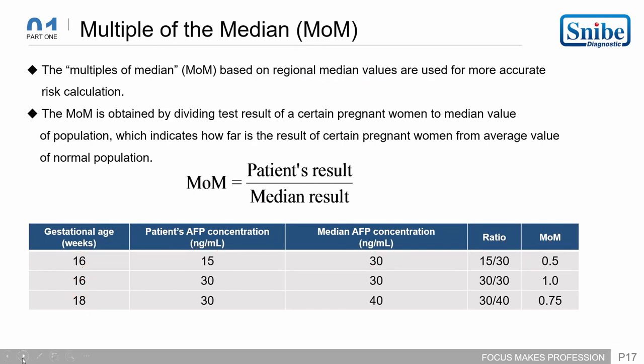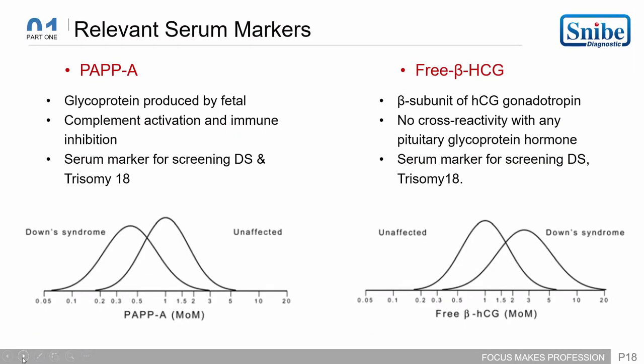If we go to the next, we can see there are more relevant serum markers in non-invasive procedures, like PAPP-A. That's basically a glycoprotein which is produced by the fetus. You have to rule out Down syndrome and trisomy 18 as well. This PAPP-A is a glycoprotein involved in fetal complement activation and immune inhibition, and this marker also helps rule out Down syndrome and trisomy 18.